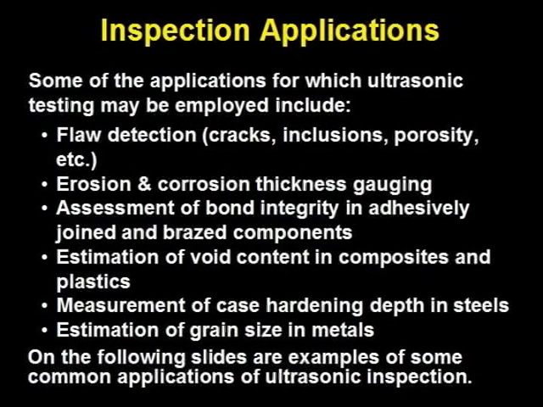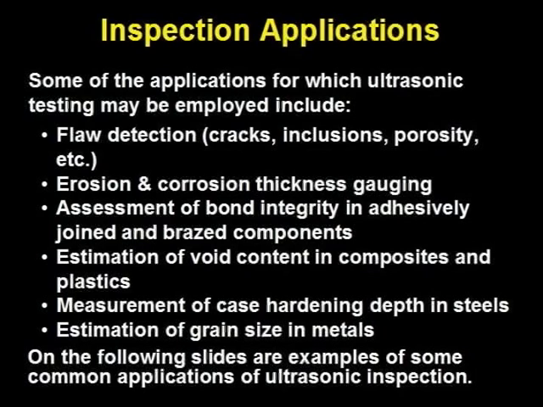Now that we have discussed the classifications of inspection, let's discuss some inspection applications. One application is flaw detection for defects such as cracks, inclusions, porosity, etc. Another application is thickness gauging, either as a measurement method or to detect erosion or corrosion damage. Through transmission signal amplitude can provide an estimation of void content in composites and plastics. High-frequency refracted backscatter can provide a measurement of case hardening depth in steels.